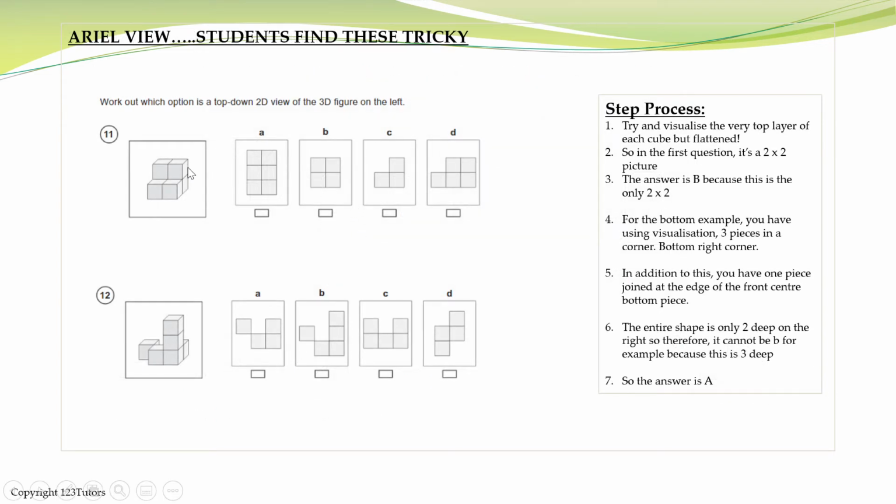Here we're looking at a 3D shape. How does it look on a 2D view? So the way I look at these is I just imagine everything flattened and pushed down to the same level. This pushed down to the same level would give me a 2 by 2, so the answer would be B.